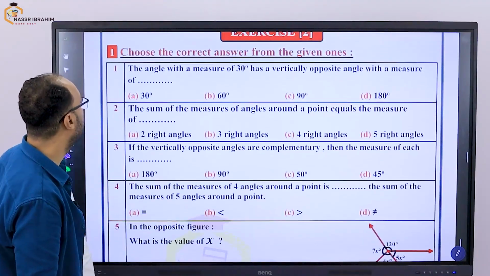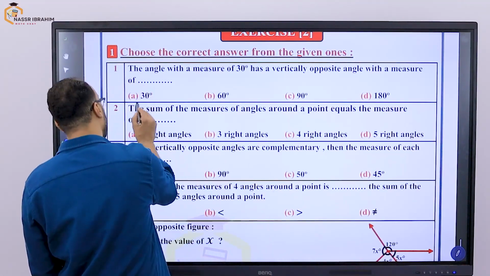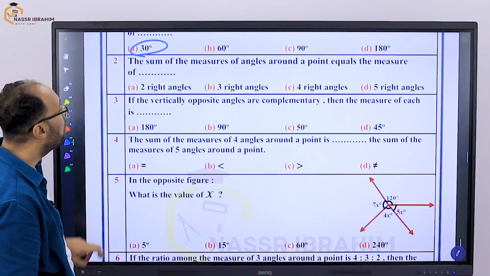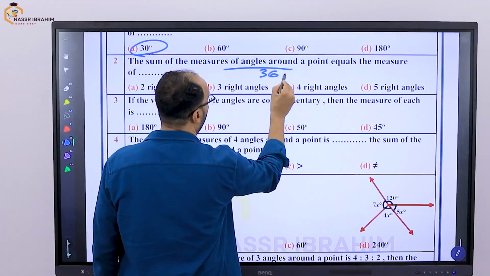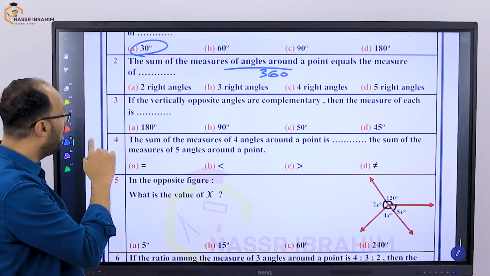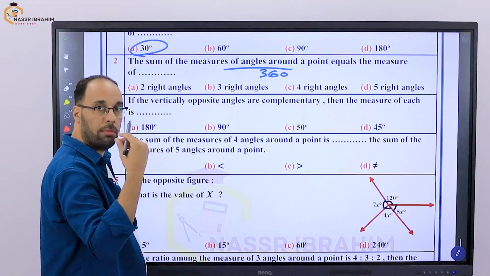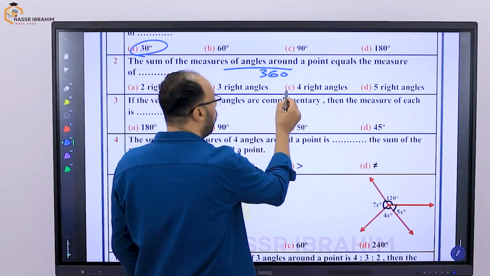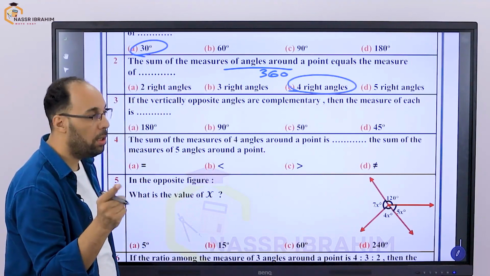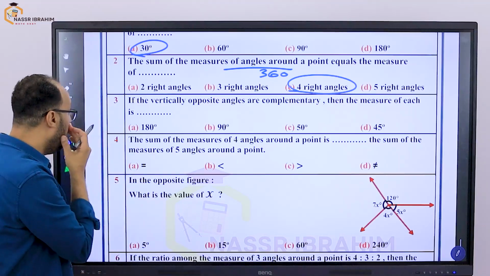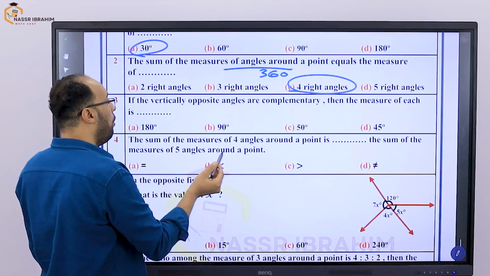The angle with measure of 30 degrees has a vertical opposite angle of measure 30 degrees. The sum of measures of angles around the point equals, of course, 360. So we need an answer from these four choices. It will be 360 also. Of course, it will be 4 right angles. Right means 90 degrees, so if we multiply 4 by 90, it will be 360 degrees. If the vertical opposite angles are complementary, then the measure of each one will be 45 degrees.